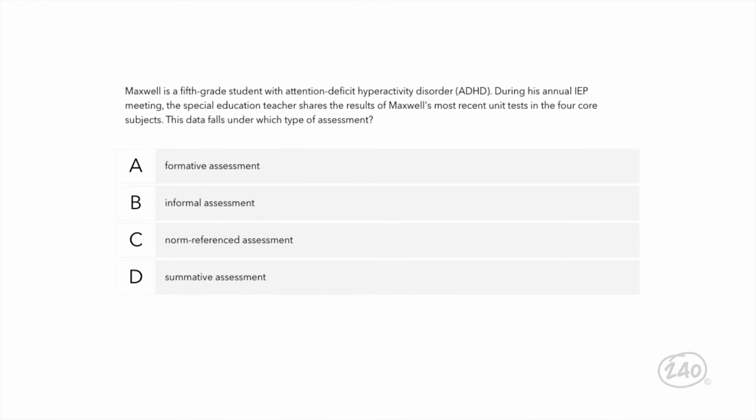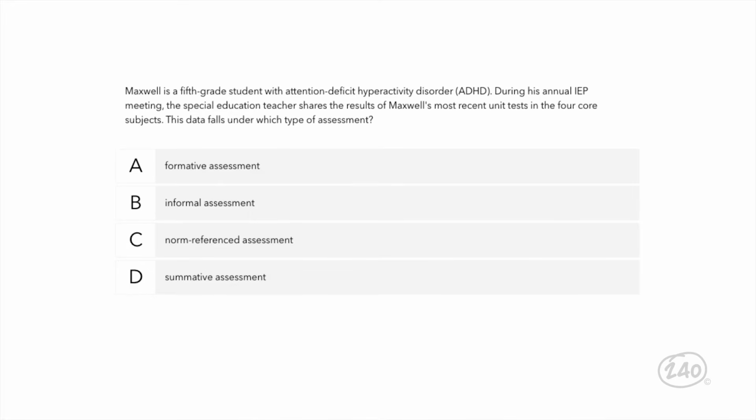Remember when we talked about evaluation and assessment? I want to show you the ways that that's going to be reflected in a question on the test. Maxwell is a 5th grade student who has attention deficit hyperactivity disorder, also referred to as ADHD, another acronym. During his annual IEP meeting, the special education teacher shares the results of Maxwell's most recent unit test in the 4 core subjects.